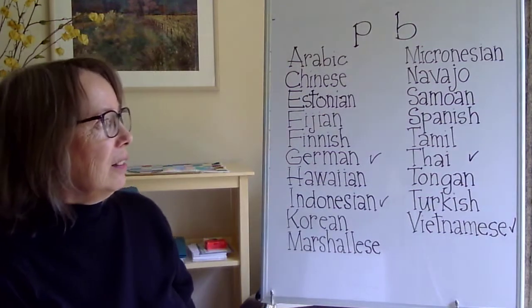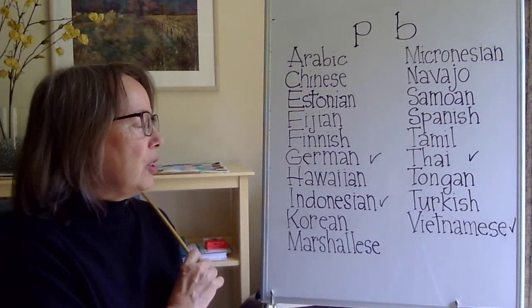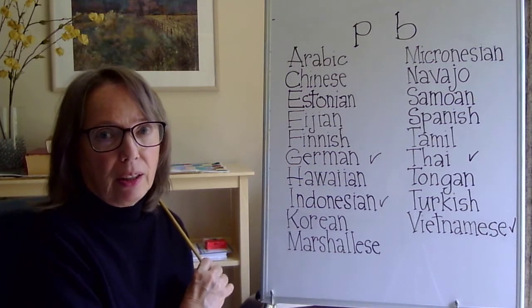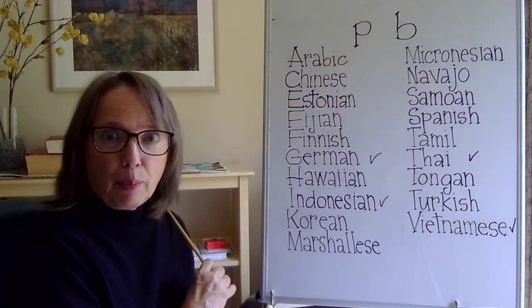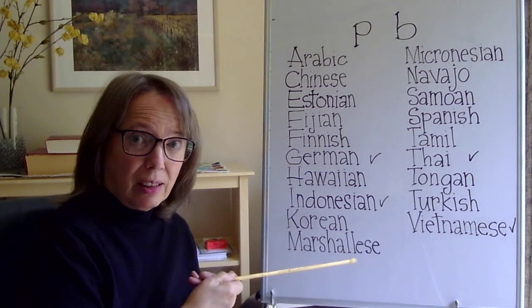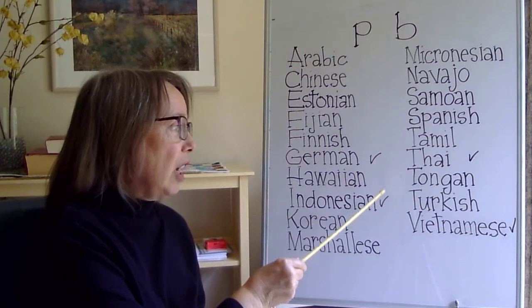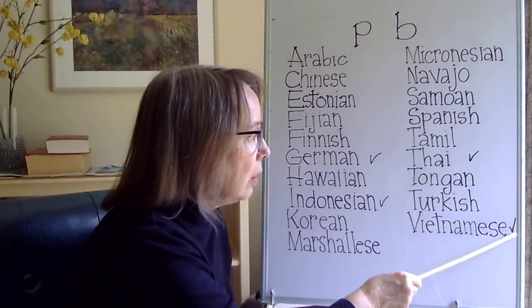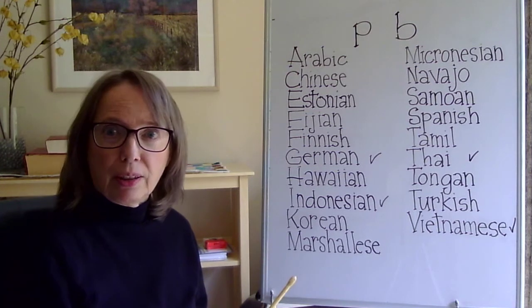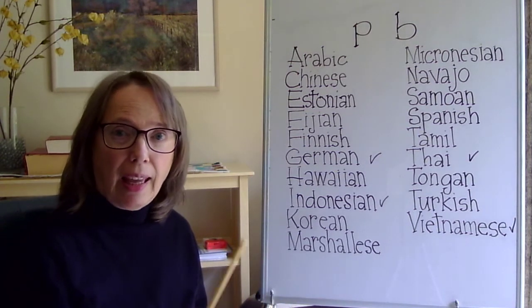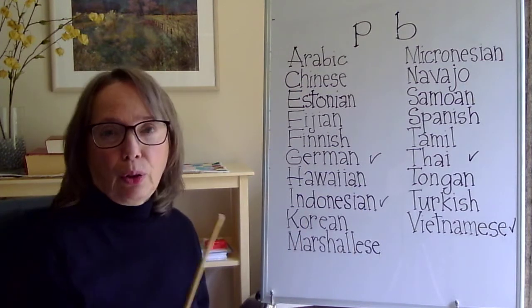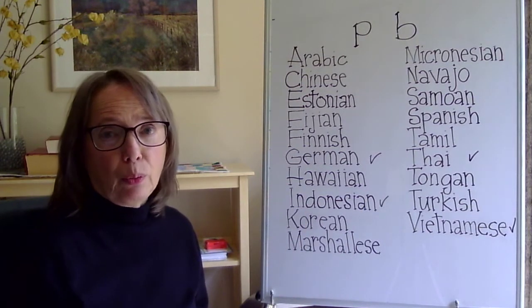Let's look at the list of languages that may have a problem or may have difficulty with the pronunciation of P and B. Do you see your language on this list? These check marks indicate languages where the difficulty will probably be at the end of a word. The rest of the languages could have a problem at any point in the word.